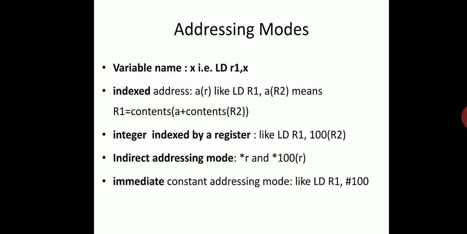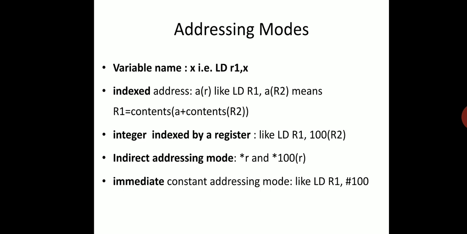Second, integer index by register. For example, LD R1 comma 100(R2), where 100 is nothing but the integer index. So load the content of 100 plus the content of R2 into register R1. This is integer index by register addressing mode. Third, indirect addressing mode, where we may use a pointer variable. Then immediate constant addressing mode, for example LD R1 comma #100, that is, the value 100 is loaded into R1. So these are the different addressing modes.